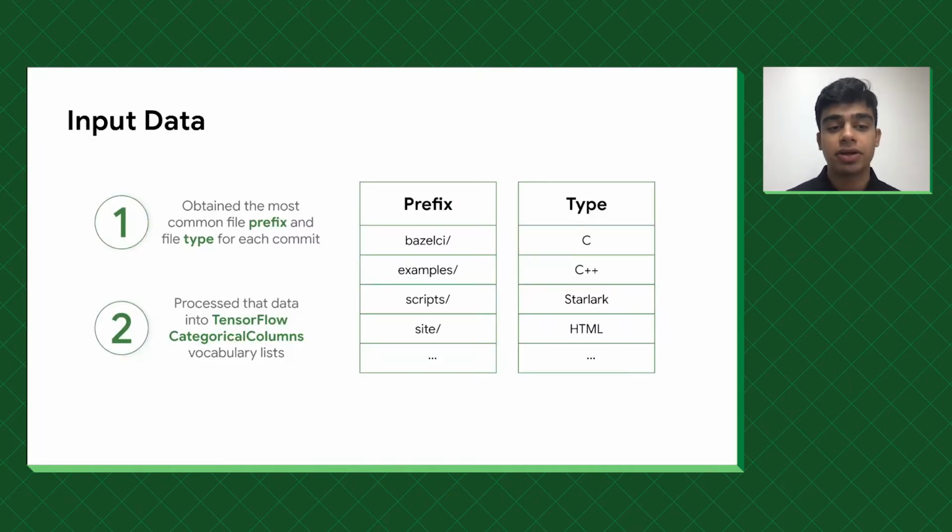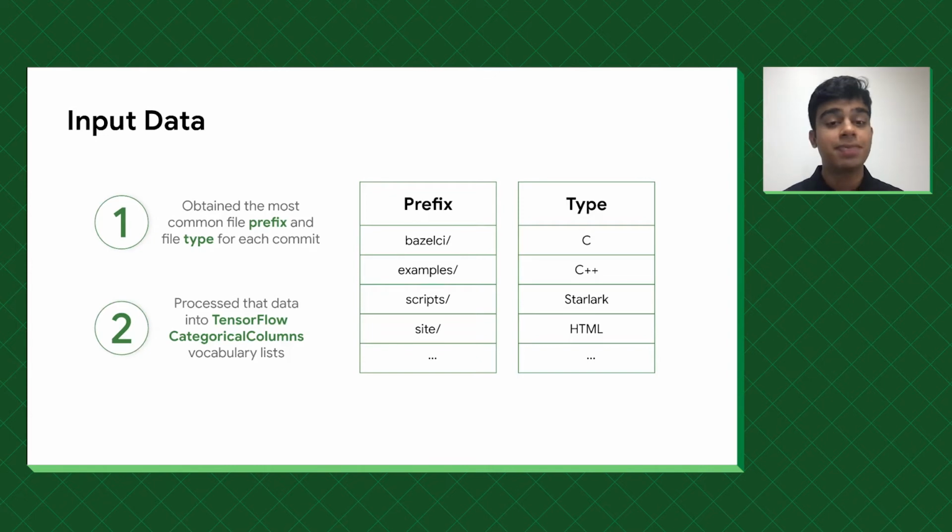That leads us into our input data. We took each file path within each commit to Bazel and broke it down into pieces: the prefix of the file and the file type at the end. For each file path changed within each commit, we took the prefix, for example source main, examples, scripts, third party. We took the file type, for example C, C++, HTML, and we aggregated that data to understand which file prefix was the most common prefix changed and which file type was the most common file type changed within that commit.